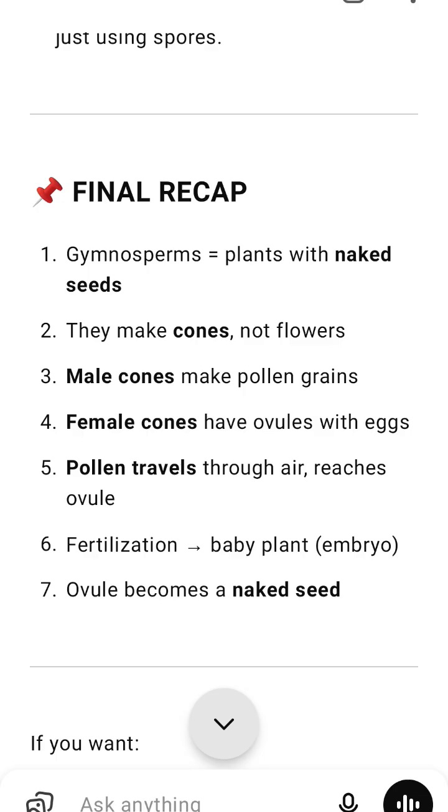If you want a diagram of this life cycle, a mini quiz to check your understanding, or a story or comic version of gymnosperm reproduction, let me know, and I'll make it just as fun and simple.